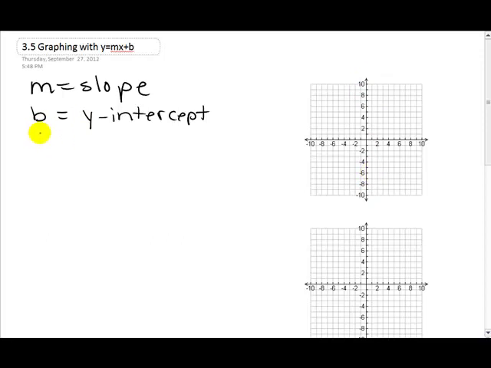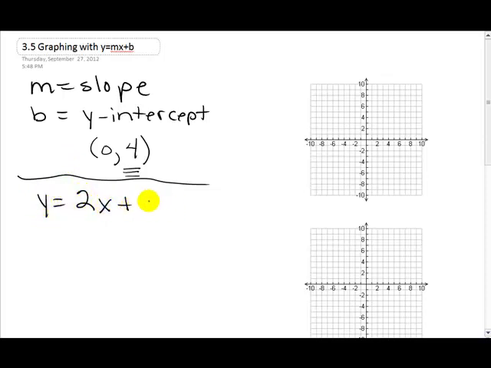And typically it's written as an ordered pair if it's alone. So the y-intercept (0, 4), in an equation would just be written as plus 4. And so this is what we're going to use to graph. And this is when graphing gets a little bit easier if you'll focus on the m and the b. And so let's look at a problem. We're going to go ahead and just start looking at some examples.